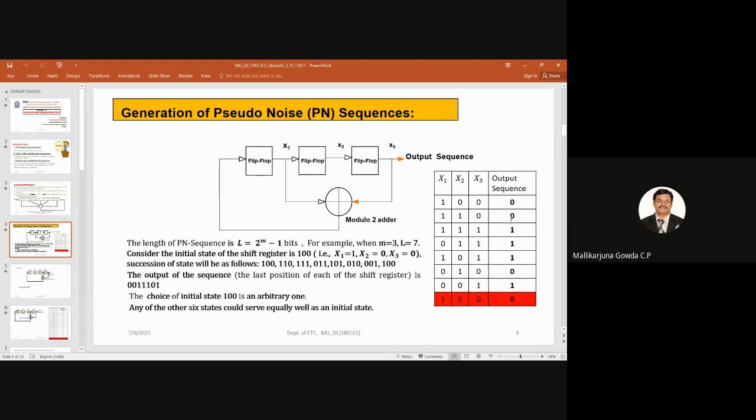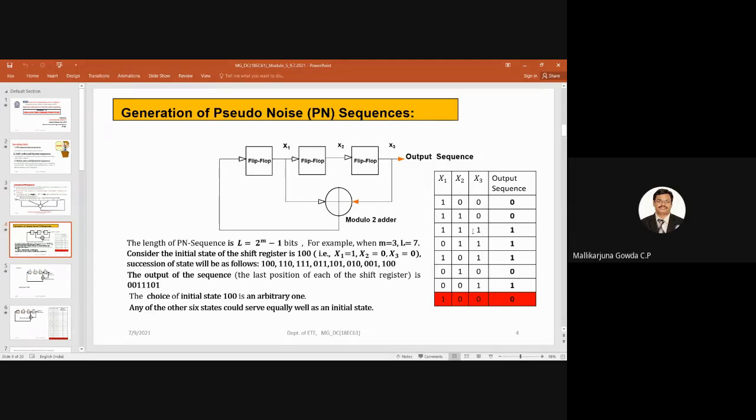Then for the third clock pulse, what happens? So x1 is 1 and x3 is 0. So 1 XOR 0 is 1, right? That will be given to flip-flop 1. Then whatever was in flip-flop 1 has been shifted to flip-flop 2. That is, 1 is shifted to x2, and whatever was in x2, that is a 1, has been shifted to x3. So now all are 1 1 1, right? When I apply a clock, this one will come out of that. So that is 1 I am getting as the output sequence.